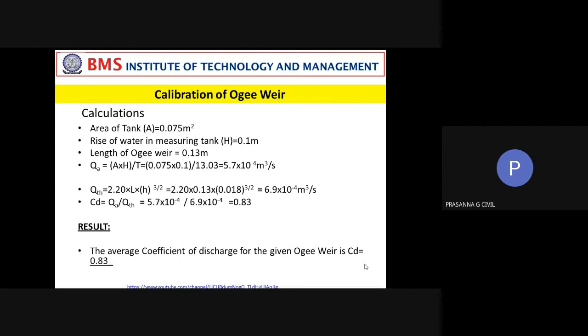The CD value is calculated as Q actual divided by Q theoretical, and in this case it works out to be 0.83. So if you have 4 readings of this, you can take the average of all the 4 and the result will be given as the average coefficient of discharge of the ogive.